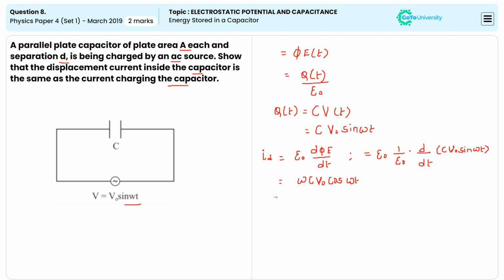Okay, then we can expand this as omega times C V naught sin of omega t plus pi by 2. Also, the displacement current we noted as I D, and the conduction current we note as I C, which is equal to V naught divided by 1 by omega C times sin of omega t plus pi by 2. Okay, which is equal to omega C V naught sin of omega t plus pi by 2.